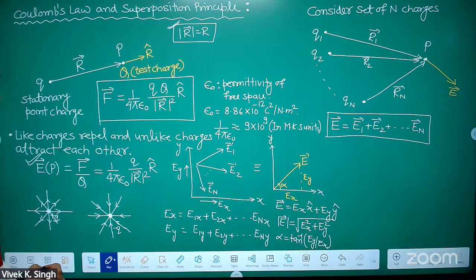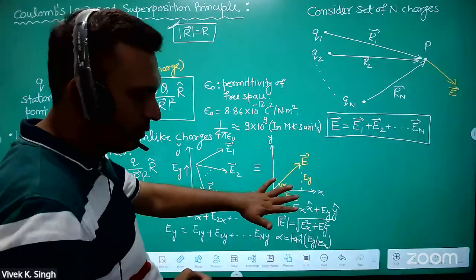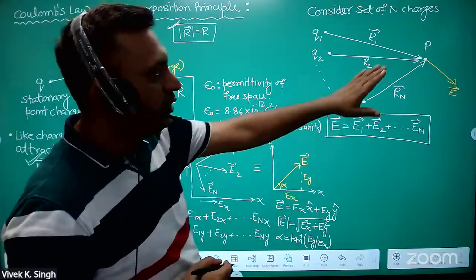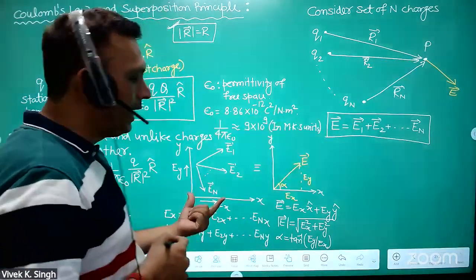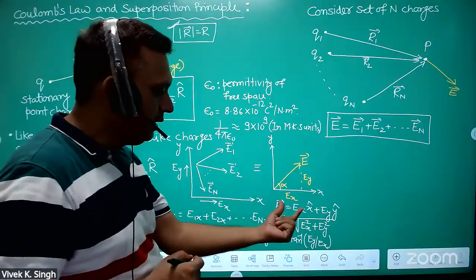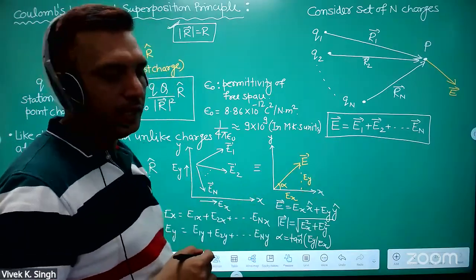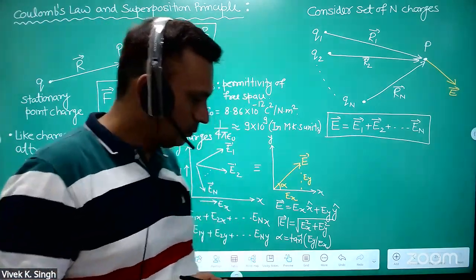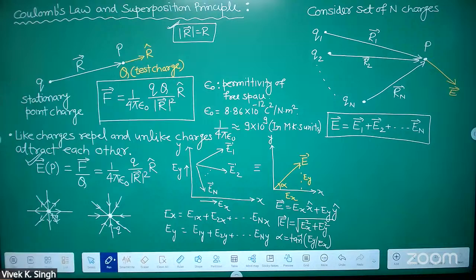Is it clear? So we will use the component form to find the resultant field E. It is easy to find the vector sum in X and Y. And then you should write E is Ex x cap, Ey y cap. Is it clear? ठीक है? Yes, sir.